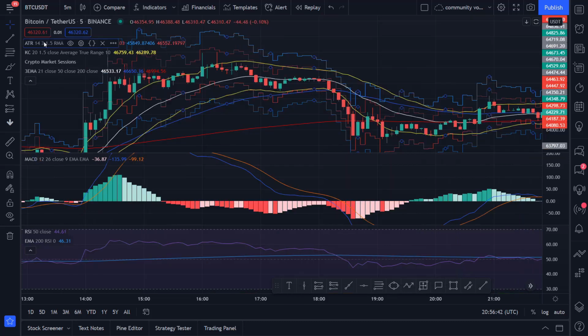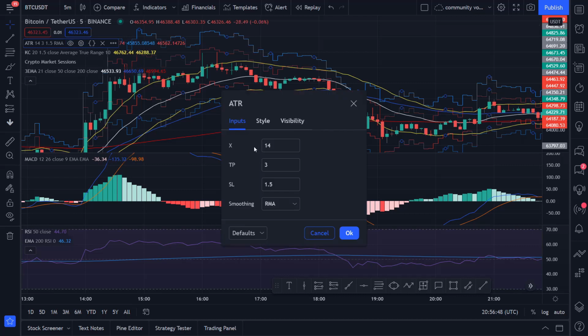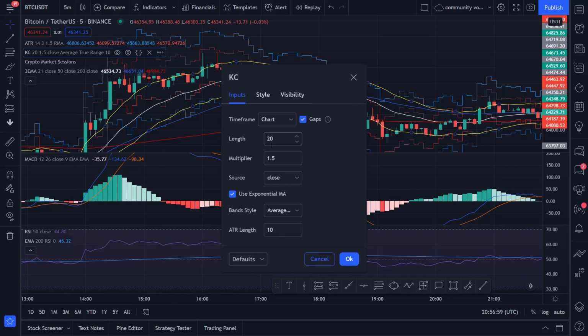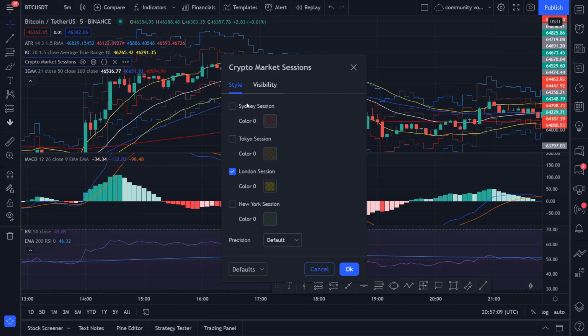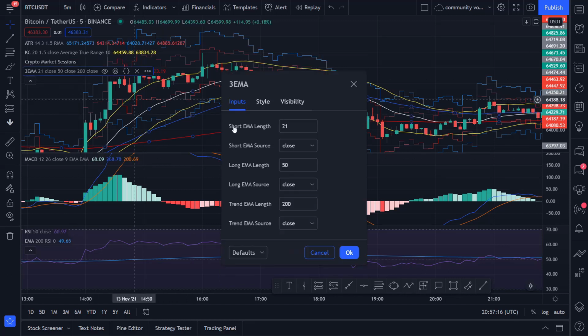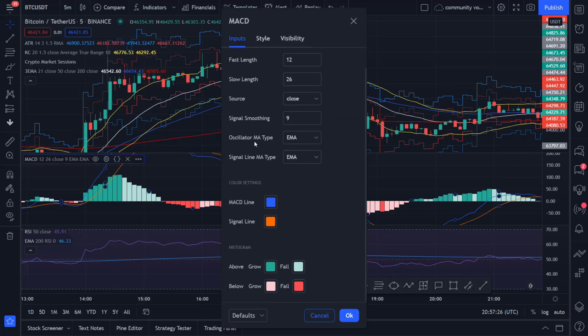Now the settings for the ATR are the following. We are going to use a 14 period, a 3 take profit and a 1.5 stop loss. The smoothing is going to be RMA. For the Keltner channel, we are going to use a 20 length, a 1.5 multiplier and a 10 ATR length. For the crypto market sessions, we are going to untick the Sydney, the Tokyo and the New York session, and we are only leaving the London session. And for the 3 EMAs, use 21, 50 and 200. The MACD settings are all the defaults.